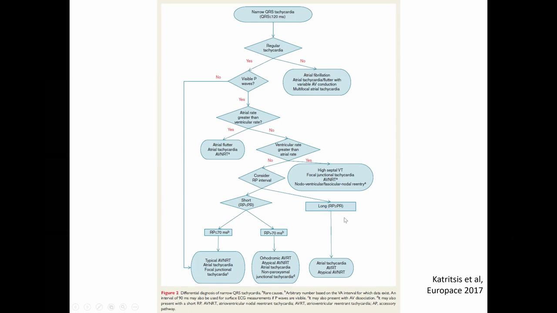And if it's a long RP, as we've said, it's going to be atrial tach, AV reentrant tachycardia, or atypical AVNRT. And if it's a short RP, if it's very short and the RP is less than 70, it's pretty much always AVRT. But if the RP is more than 70 milliseconds, it could be any of the main players: AVRT, AV reentrant tachycardia, or an AT, or a junctional tach.